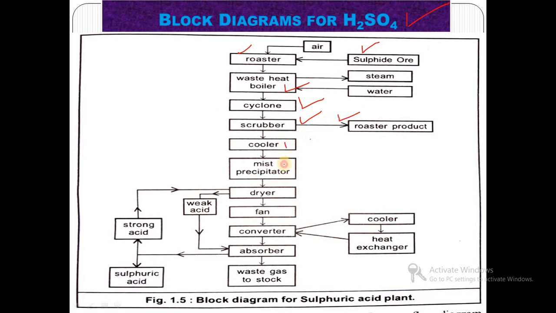Then a cooler is used and mist precipitation is carried out. Then a dryer and fans are used. Then converters are used, then absorbers. Dryers are used, and weak acid will be formed. After that strong acid is formed, and then waste gas is liberated. In the converter case, a cooler and heat exchanger are applied, and lastly we get strong acid, which is sulfuric acid. This is only for simplification. Each step is described in each block with a very short description. This is the block diagram representation for a sulfuric acid plant.